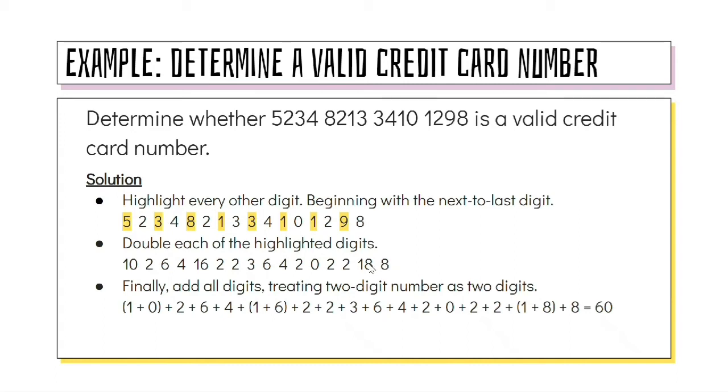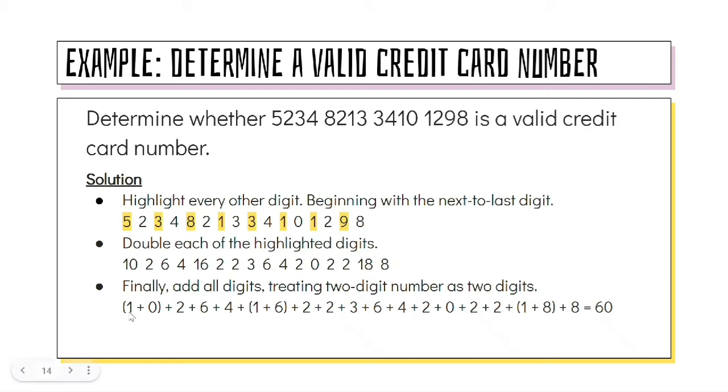Then, add all digits. So we need to add this one. As you notice, there are double digits resulting from doubling, like 5 times 2, 10. So they are two digits. We split them up, but we still need to add their digits. Like this 16, we split it and add its digits. And this 18, we split it too.